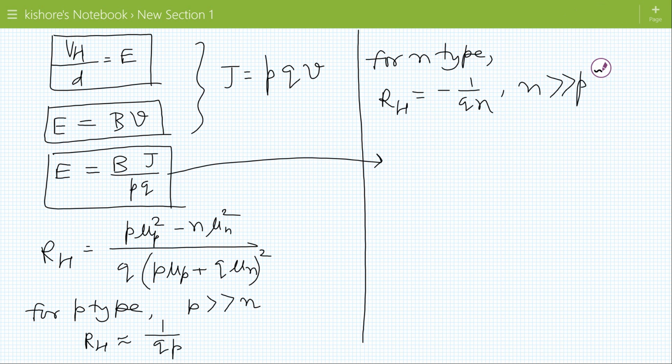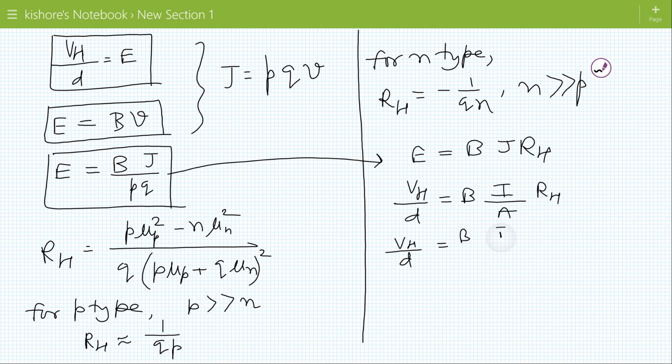So in this expression we can write E as B J, and 1 by PQ is RH for a p-type semiconductor. The intensity of the induced electric field is VH by D. So VH by D is B times J, where J is the current density, that is I by A, and A is the cross-sectional area, D into W. RH is 1 by QP. So the concentration of holes is B I divided by W VH Q.